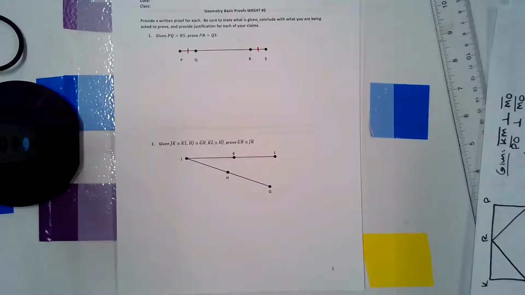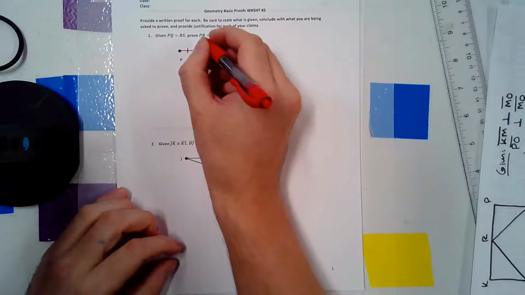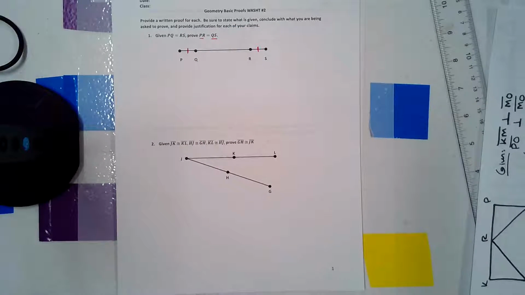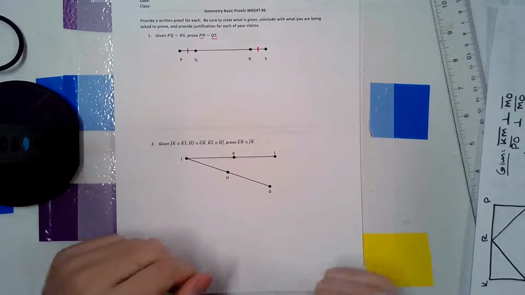What are we going to prove, speaking of which? We're going to prove that PR is congruent to QS. Well, what is PR and QS? I ask you.